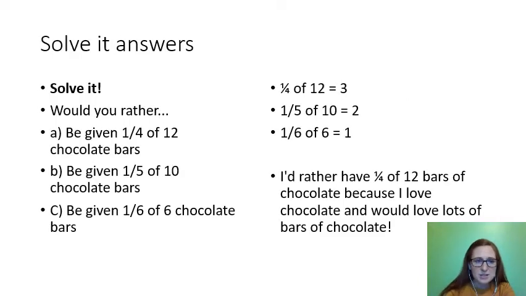And yesterday's solve it. Would you rather be given a quarter of 12 bars of chocolate? Well, a quarter of 12 is 3 bars of chocolate. Or a fifth of 10 bars of chocolate? A fifth of 10 is 2. Or would you rather 1/6 of 6 chocolate bars? 1/6 of 6 is 1. Now I'd rather a quarter of 12 bars because I love chocolate and would like lots of chocolate bars to be able to eat them. Obviously not all at once.